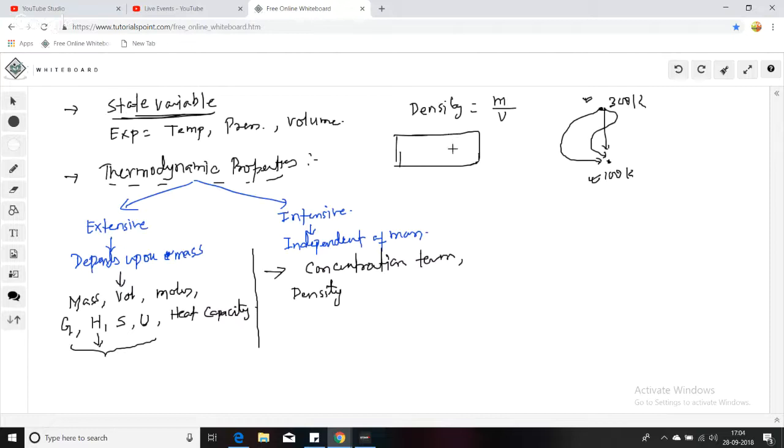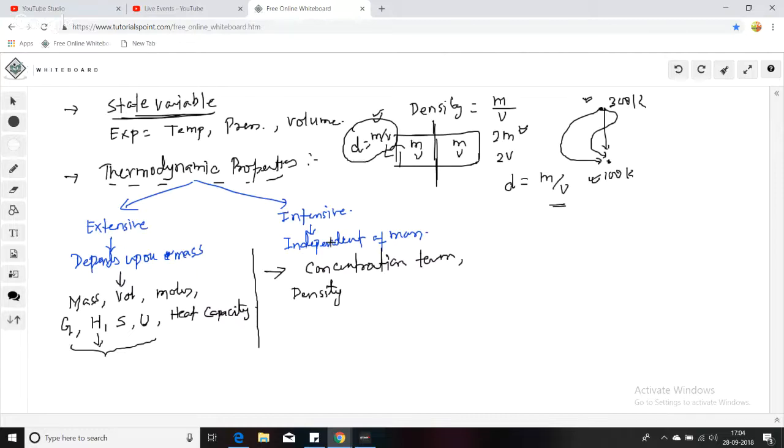We can understand this mathematically also. Suppose we have a container whose mass is 2m and volume is 2v, correct? So initially the density is mass by volume, 2m by 2v, and the 2 will get cancelled. Now when you divide this vessel into two equal halves, the mass of each part will be m and the volume will be v. So the density of this part is again mass by volume, m by v. Whether you take mass 2m, the density is m by v, or you take mass m, the density is again m by v.